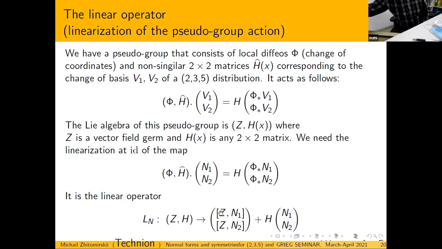The realization is clear. What corresponds to this part is the Lie bracket. What corresponds to multiplication by a matrix, here H is an arbitrary matrix. So again, this is the Lie algebra: a vector field Z and an arbitrary 2x2 matrix H. This is the linearization of the action at the identity. So this pair Z, H gives us two vector fields, in the tangent space.